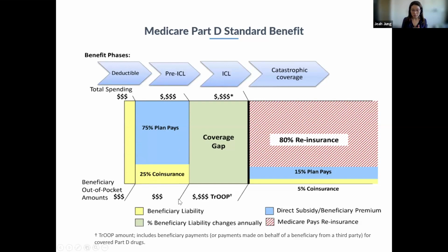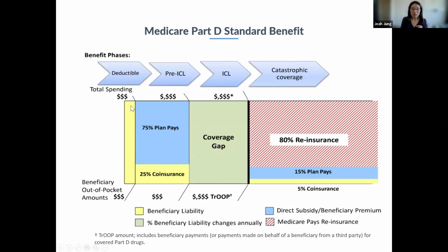This has been referred to as the initial coverage phase in an earlier segment. Why? Because that's where the first coverage actually starts. Now, once they spend more, they used to hit the coverage gap. This coverage gap is now closed, but it is also known as the donut hole. The donut hole or coverage gap is what we usually call this benefit phase, but the official name of this phase is initial coverage limit. In other words, they hit the limit in terms of their coverage.